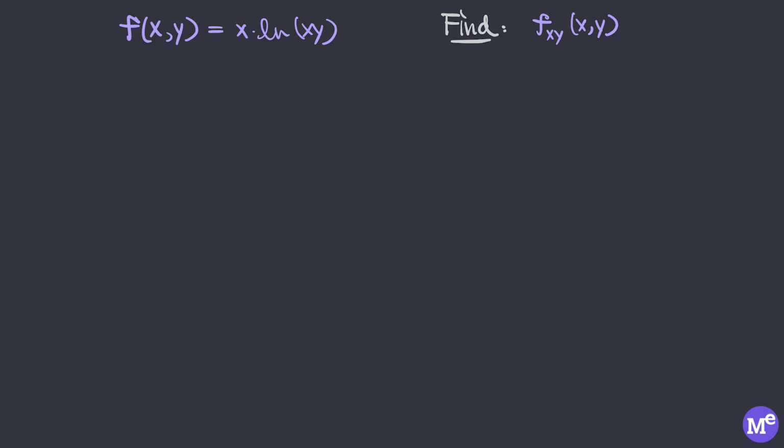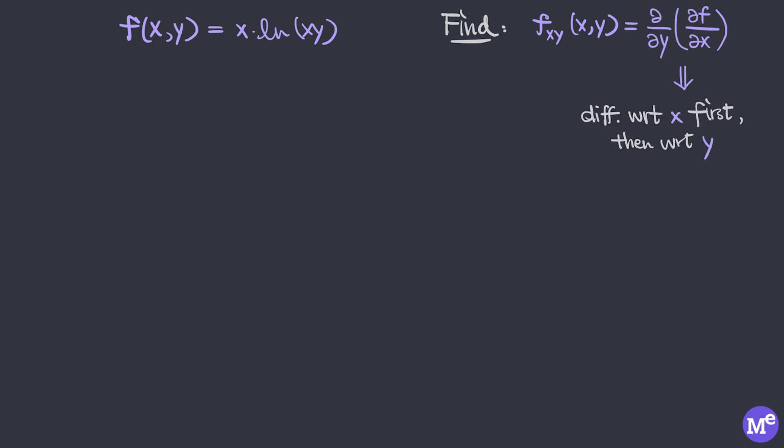Let's say we need to compute the mixed second-order partial derivative, f sub xy, where f is x times ln of xy. Remember, in shorthand notation, or what others call subscript notation for partial derivatives, the order of differentiation goes from left to right in the subscript. That means we should take the partial of f with respect to x, and then take the partial of that result with respect to y.